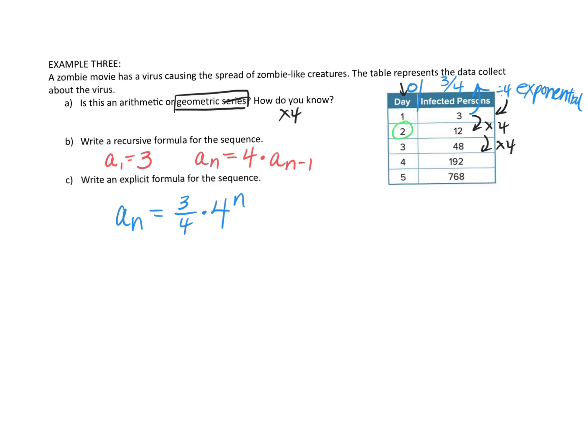Again, one last thing, you could check this out if you want to by plugging in a 2, the second term. So I could say, let's do 4 squared times 3/4. If I do 3/4 times 16, simplify that, I end up with 12, and that's what I should have. So I know I wrote that correctly.